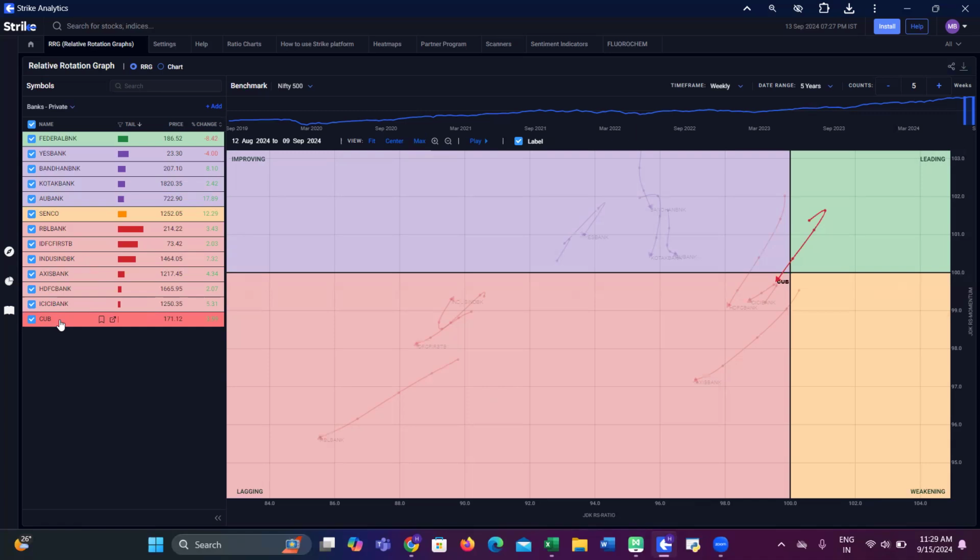City Union Bank, reduction in the RS momentum, and look at this, straight from leading to lagging, not even going into weakening. So what does that represent? That represents a significant reduction in the RS momentum and the RS ratio, right? Now, this is all about private banks.